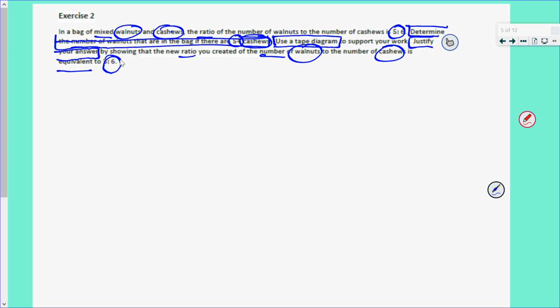Okay? It tells you what you need to find, how you should find it. What are we going to use? Tape diagram. I heard it. Thank you. All right, and then we're going to justify. Basically, you're going to check your work. Show me why that is correct. Okay, let's start with a tape diagram. What am I going to draw? What's my initial ratio? 5 to 6. I heard it. Good.